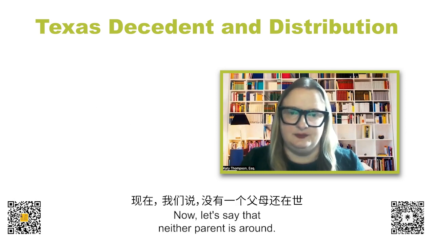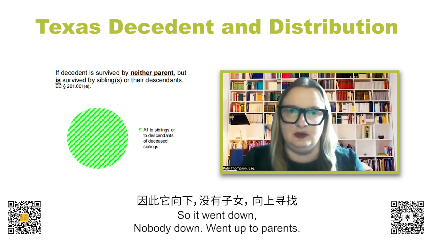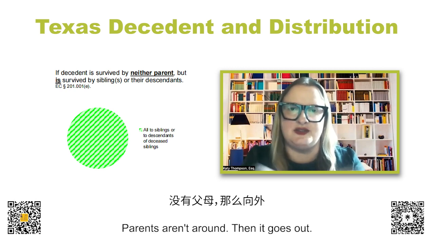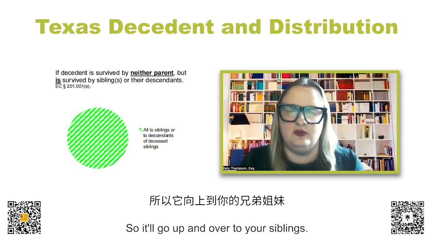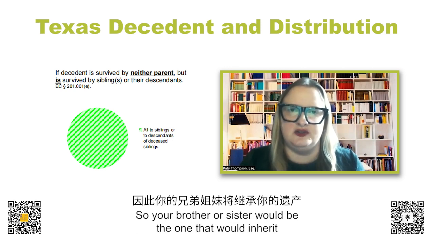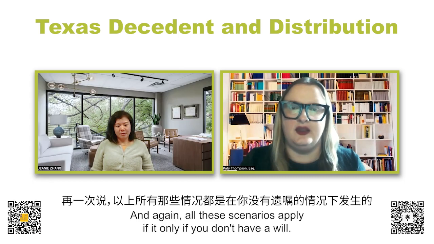Now, let's say that neither parent is around. So it went down, nobody down, went up, parents aren't around, then it goes out. And so then 100% will go to the siblings or those descendants of the deceased siblings. So it'll go up and over to your siblings. Your brother or sister would be the one that would inherit. If they predeceased you, then their children, so nieces and nephews. And again, all these scenarios apply if and only if you don't have a will.